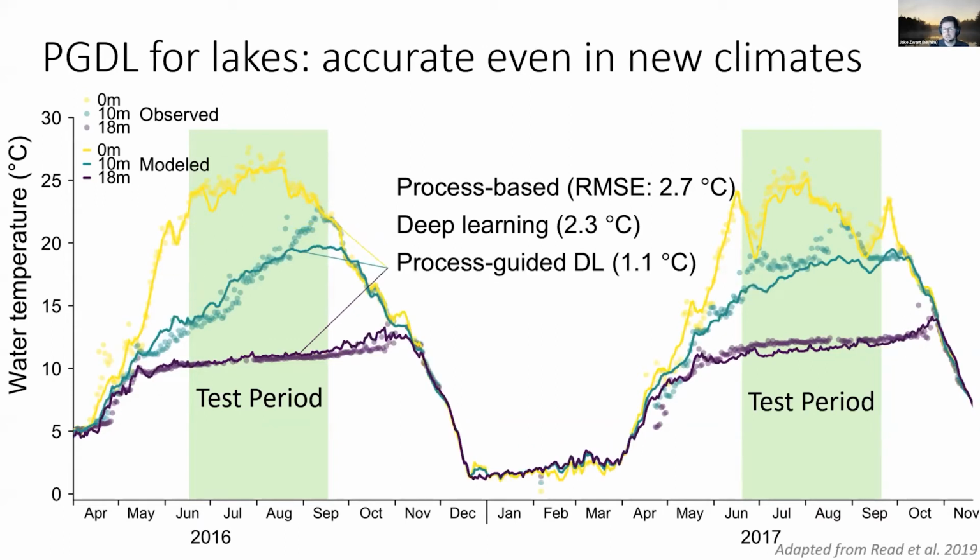But the process-guided deep learning model actually does decently well even in unseen conditions. The yellow line is matching the observations pretty well. Same for the green line and the purple lines in all these conditions. So that's quite encouraging to us that even if we do have enough data for training a deep learning model, we can see the process-guided deep learning model can provide some added value in unseen conditions as well.